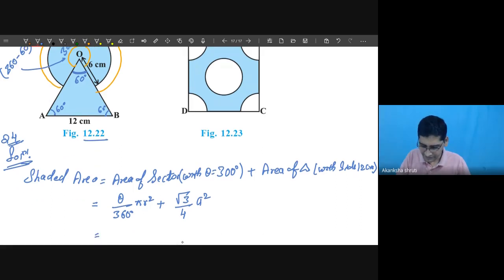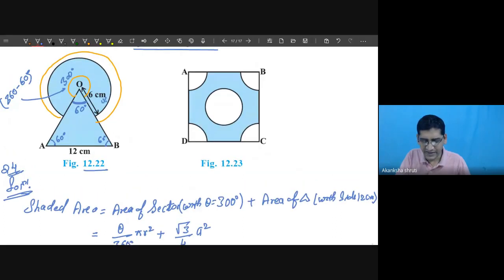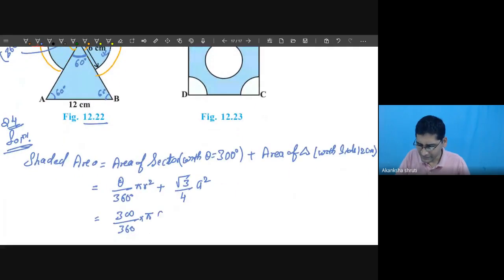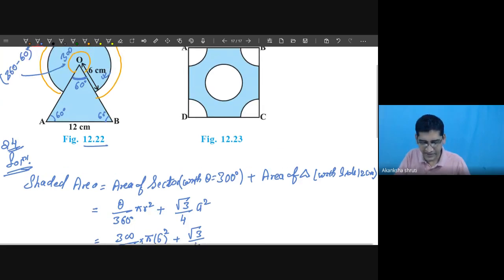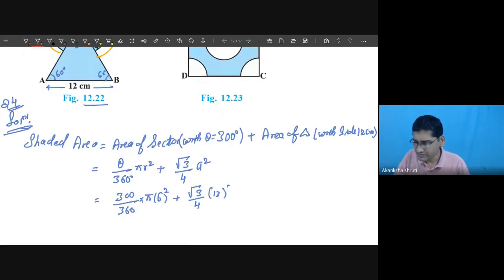Substitute it. It is 300 divided by 360 into pi. Take this r as given, 6 centimeter, the 6 square, plus root 3 by 4 a square. A is here the side length of this equilateral triangle. It is given as 12 centimeter. So substitute that 12 here. Do the calculation for this one.